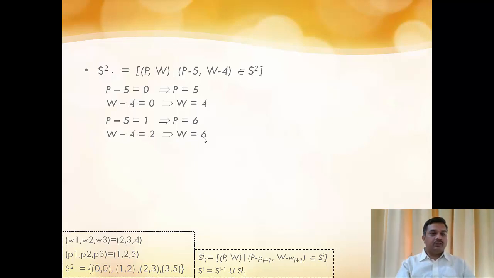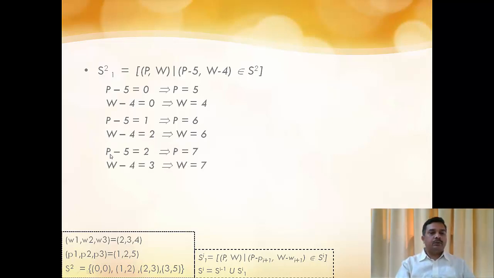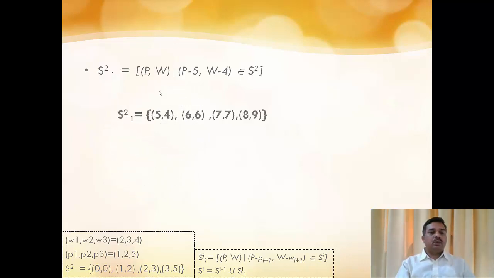The third pair is (2, 3). Similarly, if we proceed, P minus 5 equal to 2 gives P equal to 7, and W minus 4 equal to 3 gives W equal to 7. And the last pair (3, 5): P minus 5 equal to 3 gives P equal to 8, and W minus 4 equal to 5 gives W equal to 9. So if I write it down, S_1^2 becomes (5, 4), (6, 6), (7, 7) and (8, 9).